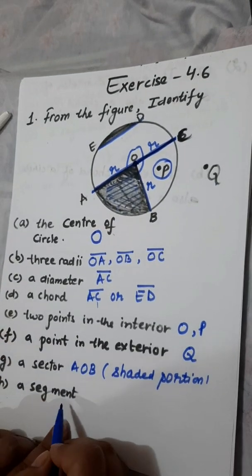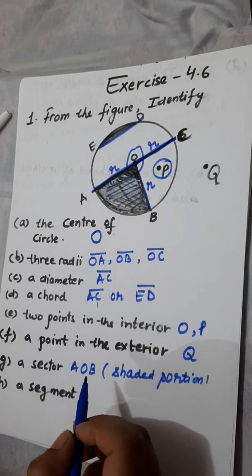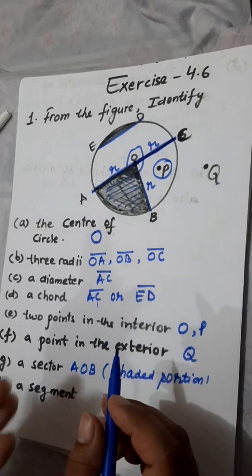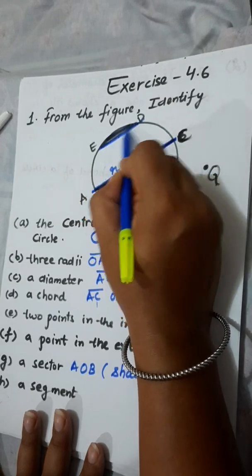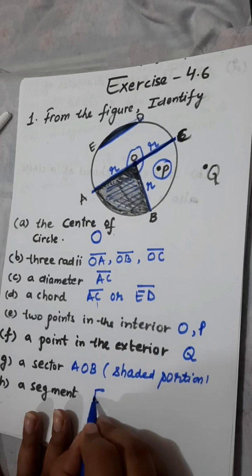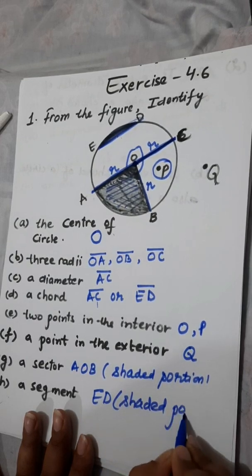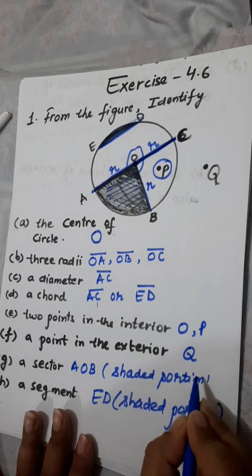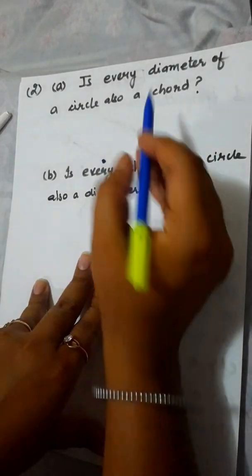Then I have a segment, and we know that segment is formed when a chord of a circle divides the circular region into 2 parts. So this is the chord of the circle, and this shaded portion is representing segment. So here I will write ED, also shaded portion. So this is our question number 1. Now we have question number 2.